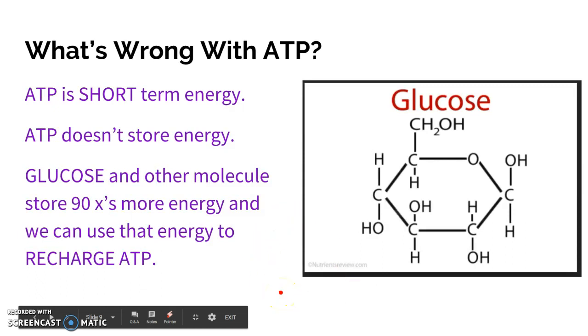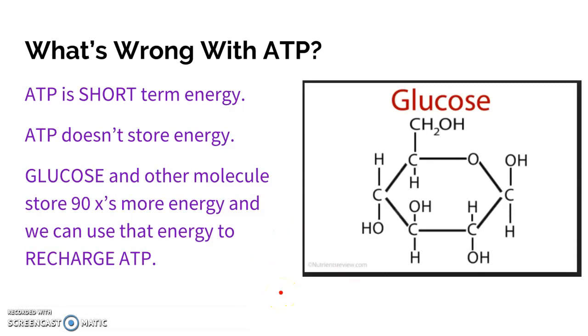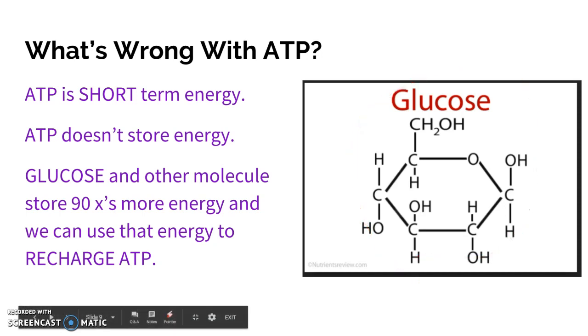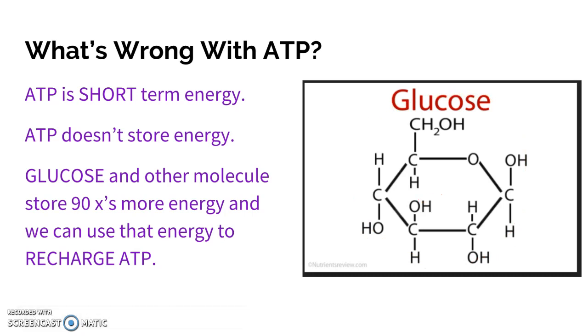The last thing we need to talk about is what's wrong with ATP. Well, your body only stores ATP for a short term, so you only have enough ATP to last you for a few seconds. And it doesn't store that much energy. And so your body actually has storage molecules like glucose that will store high amounts of energy, 90 times more than ATP does. And what we'll do is we'll use the energy stored in glucose, break it apart, and use that to refuel ADP into ATP.